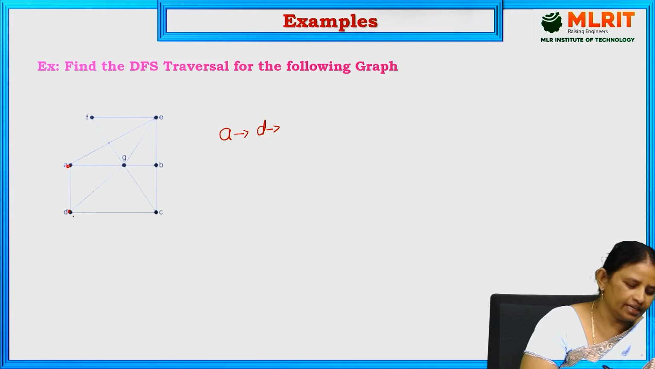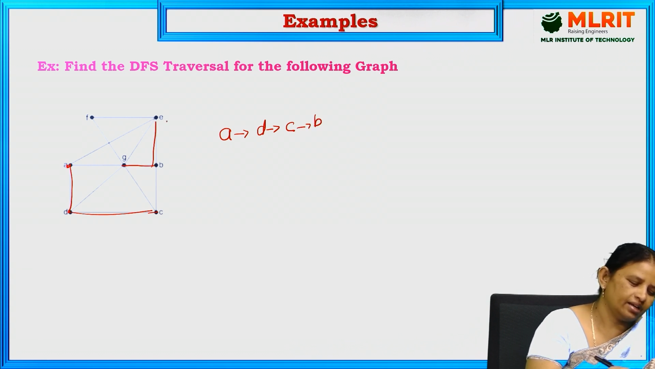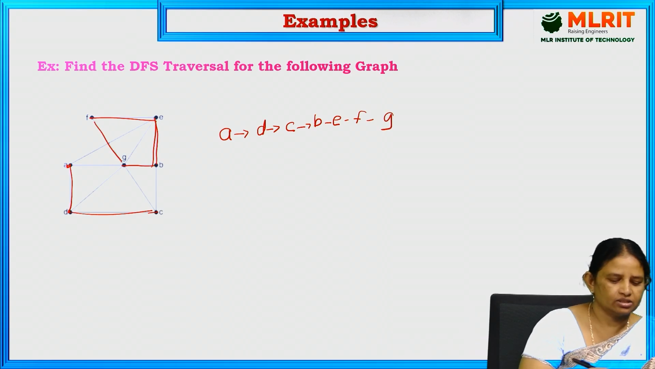After that, D's adjacent vertices are C, Z, B. The next one is C. We have to visit each vertex exactly once. Next G, B. We have to take C to B. B, then E. You can visit any one. E. After that, E's adjacent is F. F's adjacent is G. So we need to check whether any other, so here it forms a cycle.